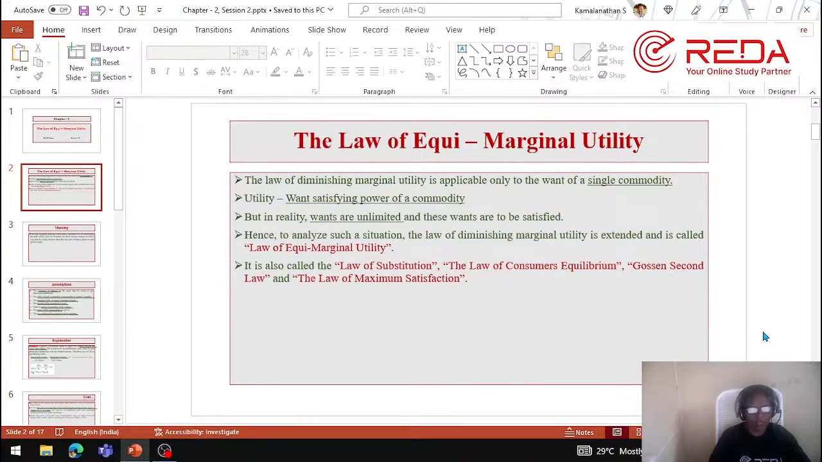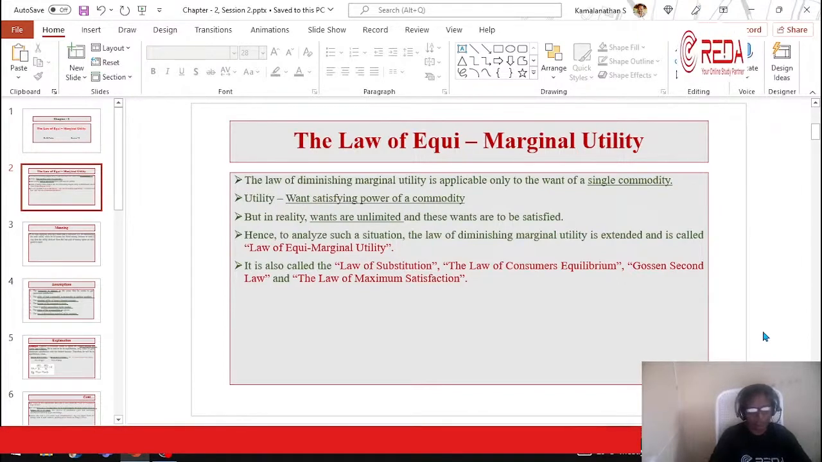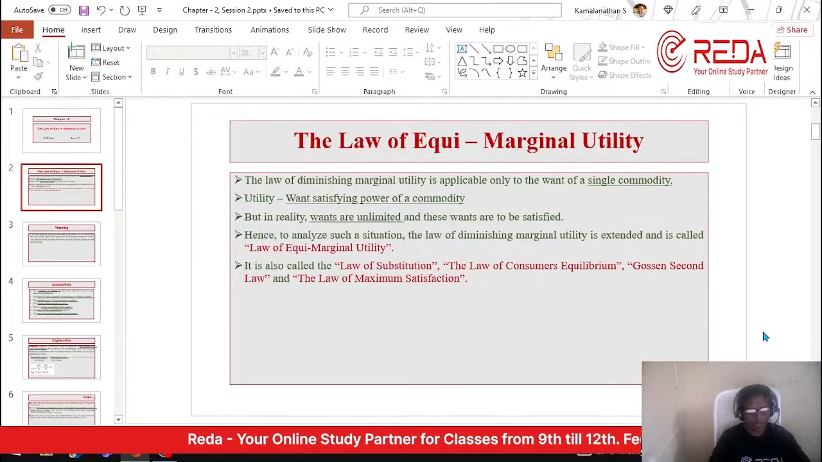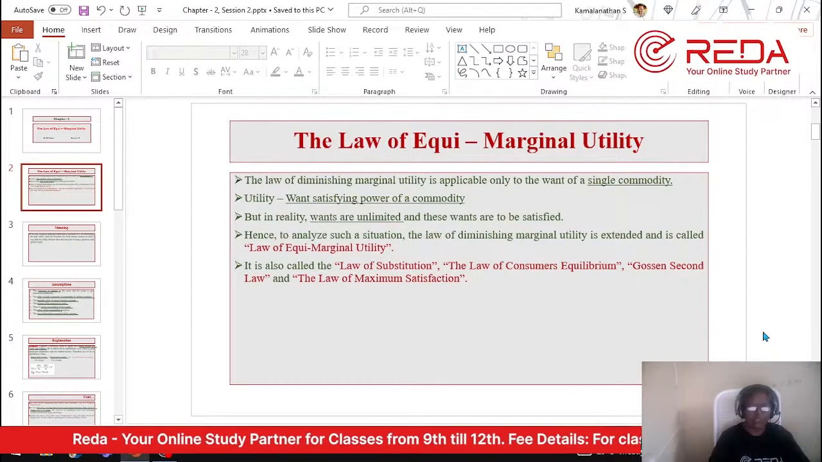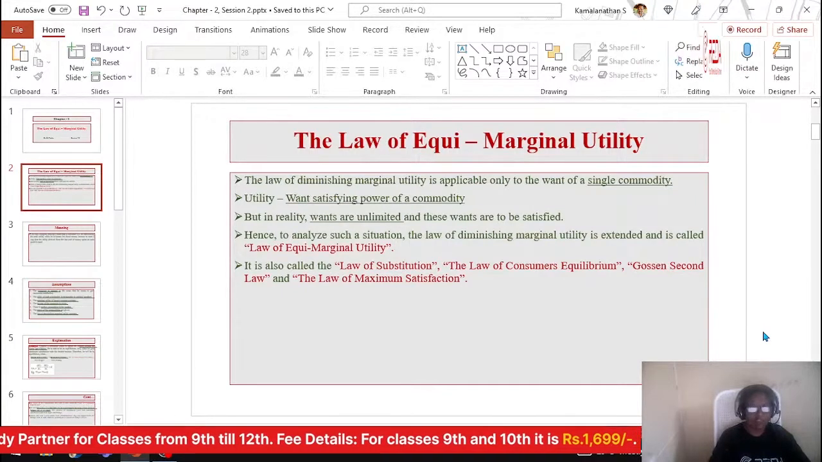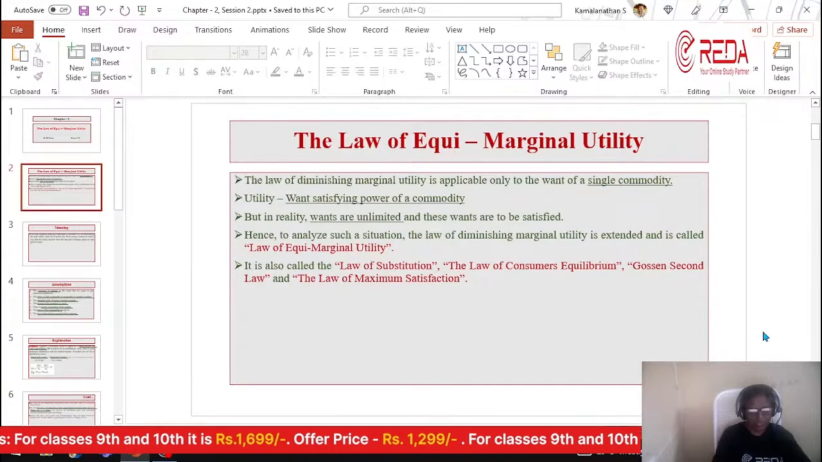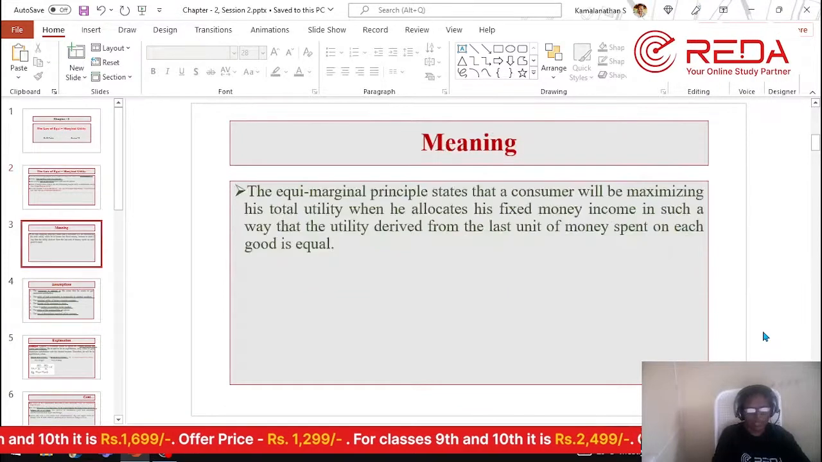We call this law of equi-marginal utility the law of substitution. It is also called the law of consumer's equilibrium, Gossen's second law, and the law of maximum satisfaction. The law of diminishing marginal utility was called Gossen's first law of marginal utility, but this is the second law. These are a few introductory points about the law of equi-marginal utility.